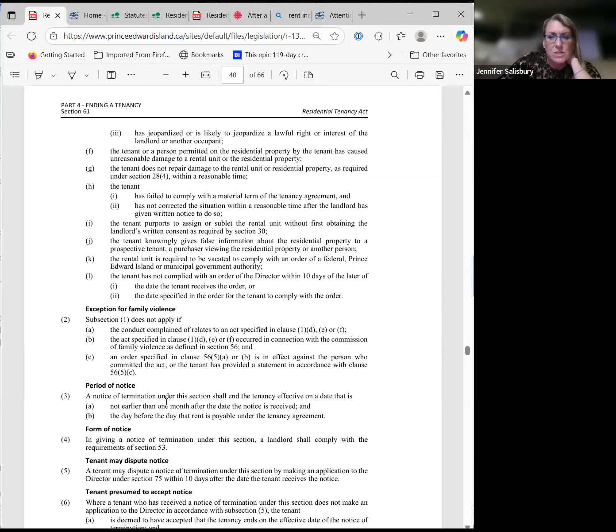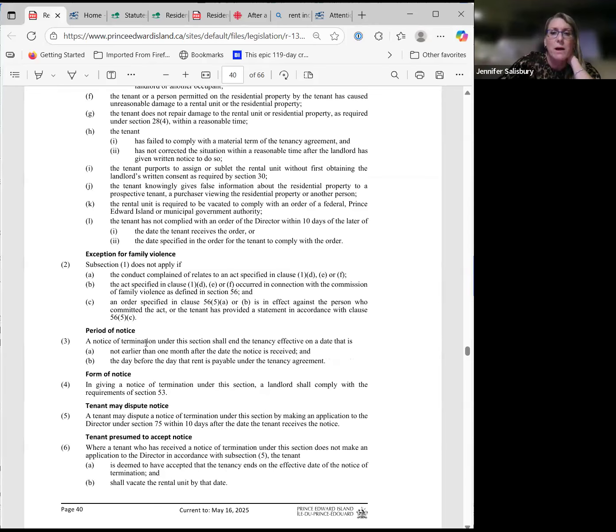It says a notice of termination under this section shall end the tenancy effective on the date that is not earlier than 1 month after the date the notice is served, or the notice is received the day before. Okay, so it's basically 1 month, but it's one full calendar month, right? So if you're going to give them notice of termination of tenancy due to mischief, then you have to give them notice, but you have to also back out the days of service.